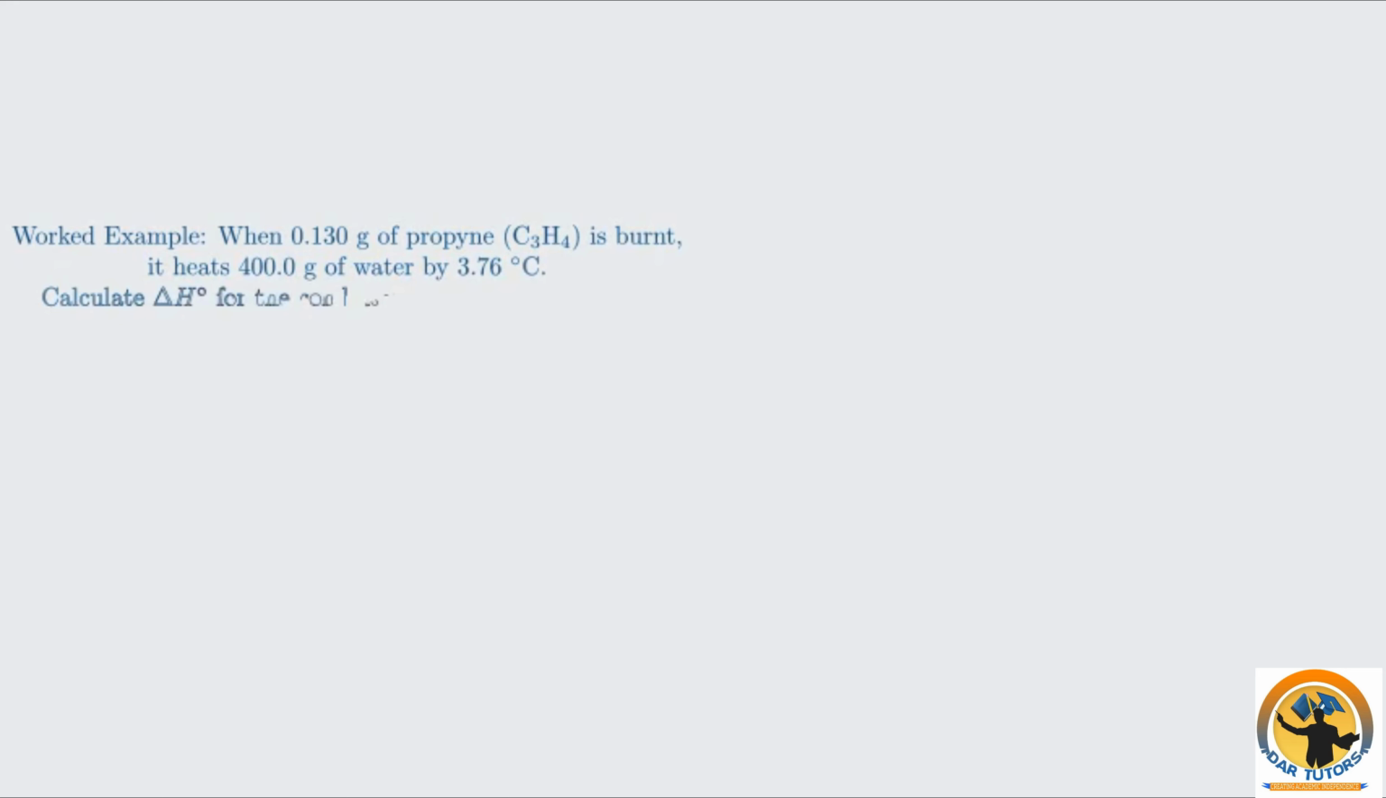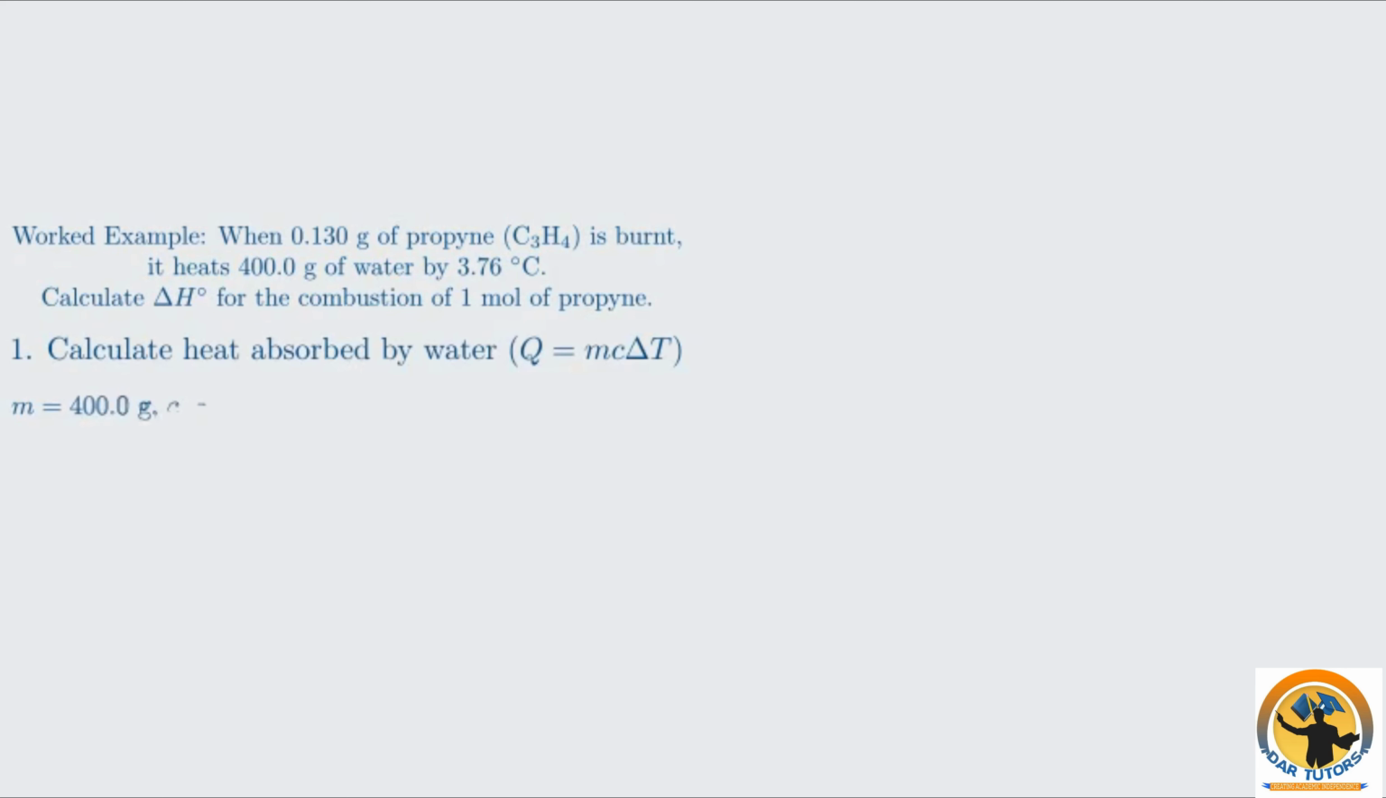Let's work through an example with propyne. When 0.130 grams of propyne is burned in excess oxygen, it heats 400 grams of water by 3.76 degrees Celsius. Calculate the enthalpy change of combustion for propyne. First, calculate the heat absorbed by the water using Q equals mc delta T. Q equals 400.0 times 4.19 times 3.76, which gives 6,300 joules. Converting to kilojoules, Q is 6.30 kilojoules.